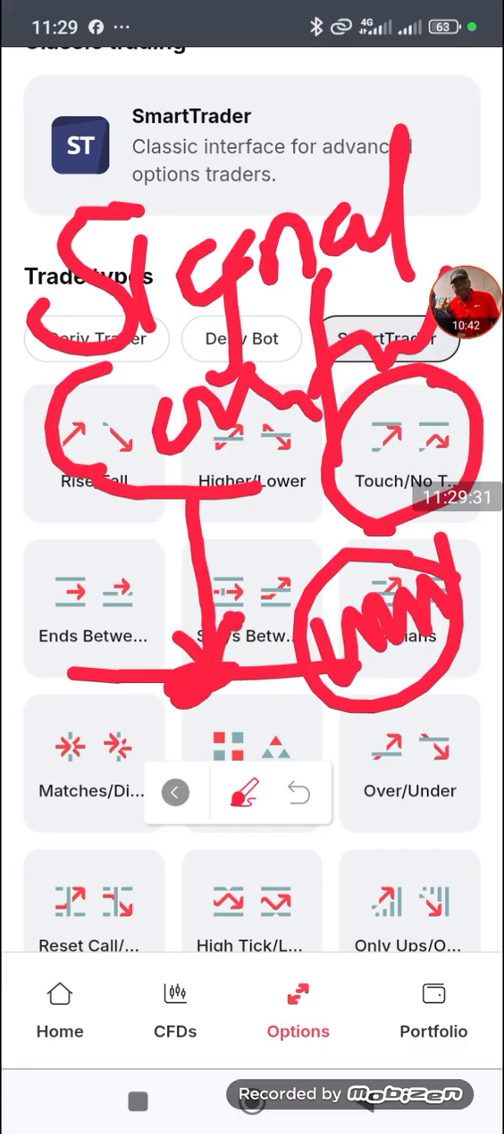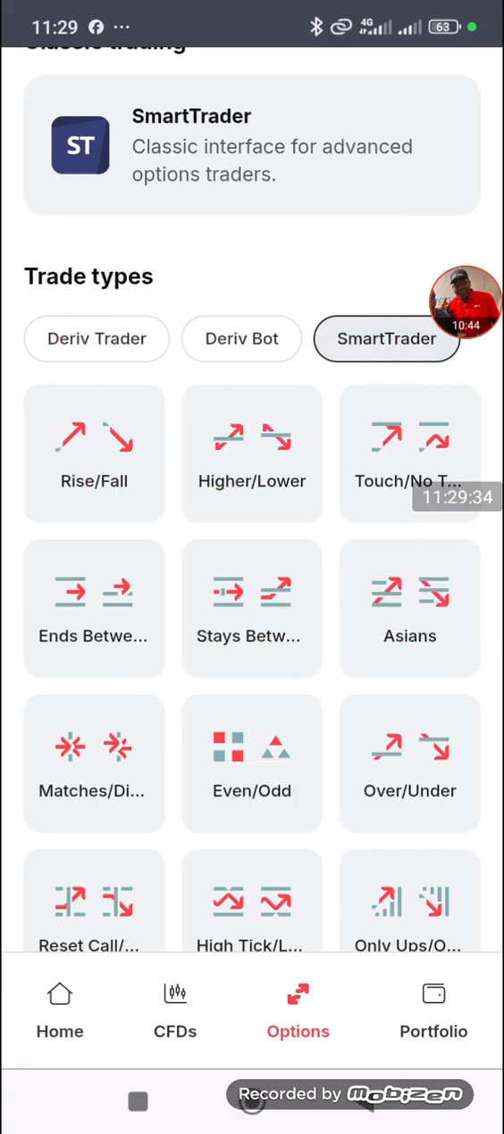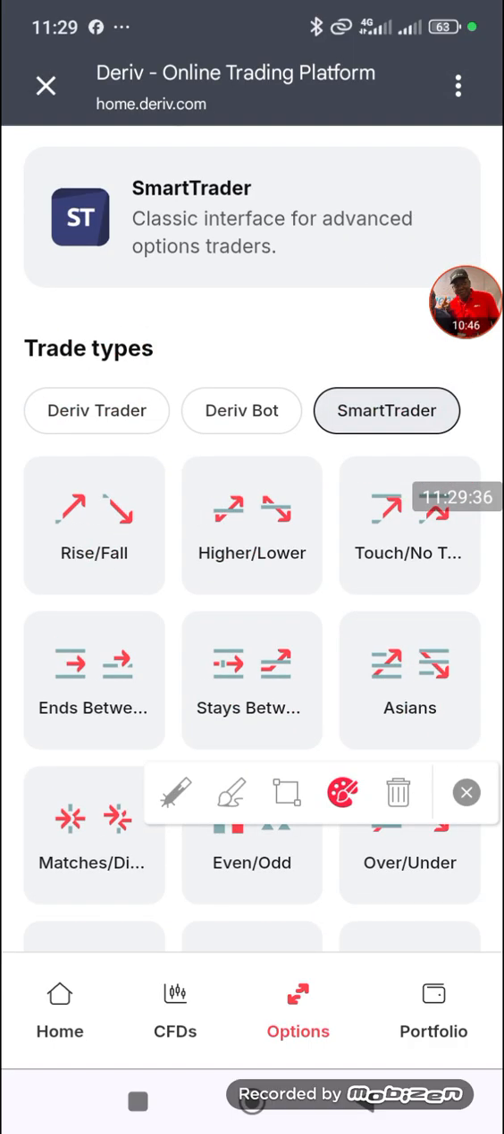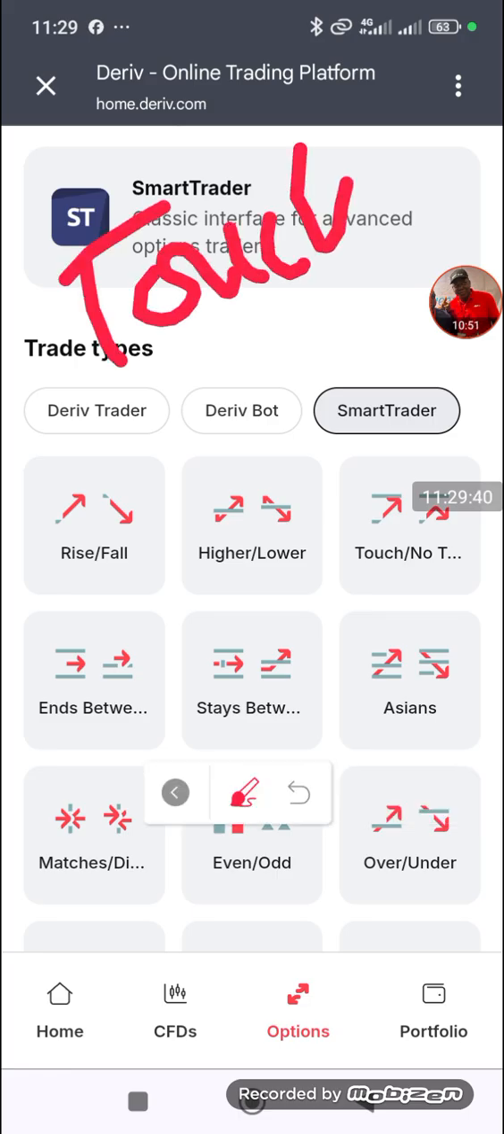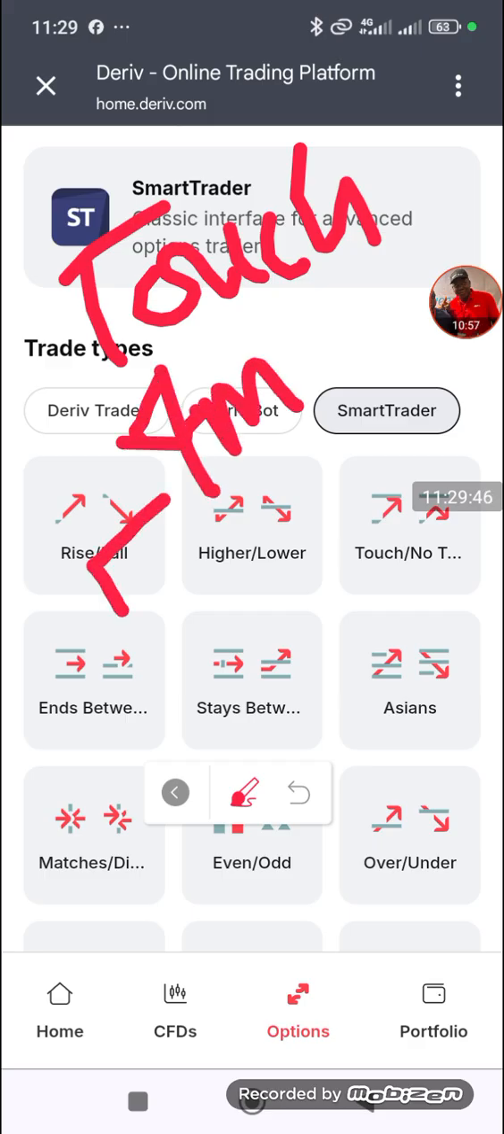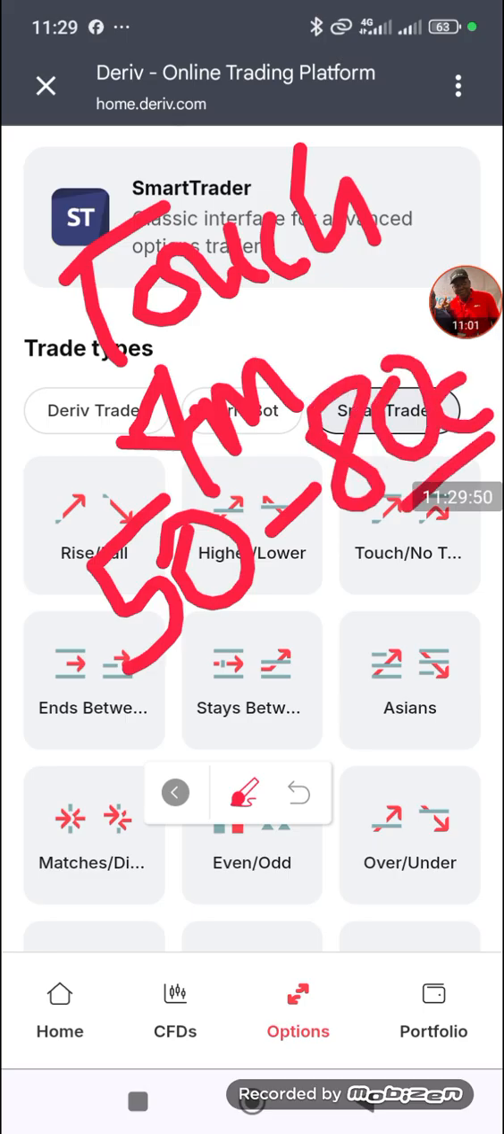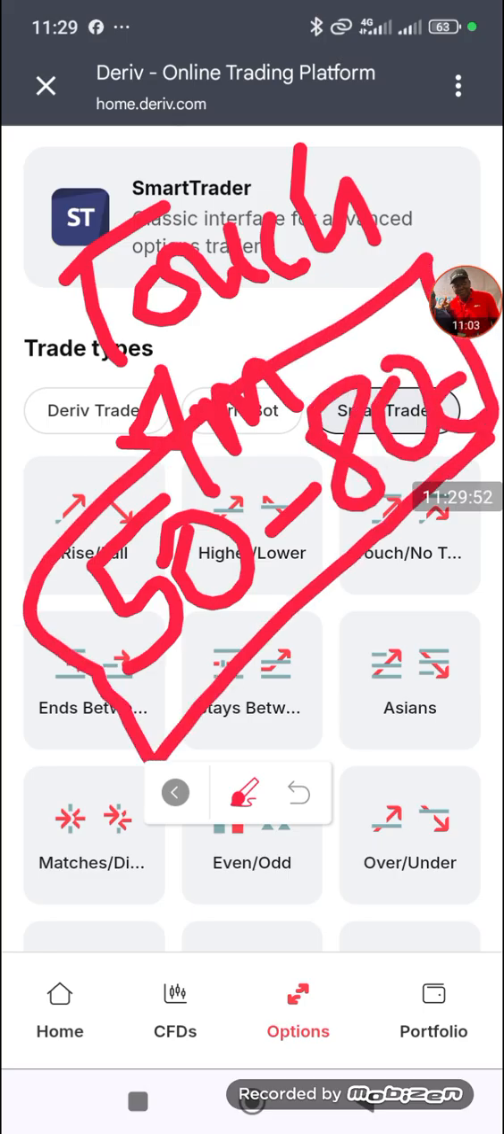Now, touch trade, maybe touch trade, it will give me the highest. We have touch. Even if I'm trading for 4 minutes, you see 50 seconds to 80 seconds is all I use to make my 20%.